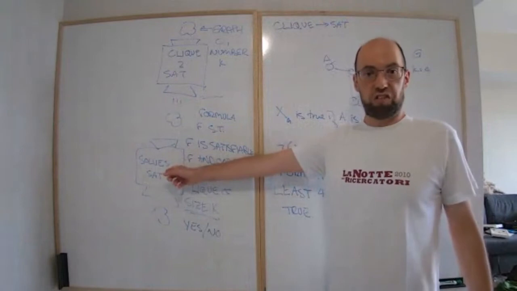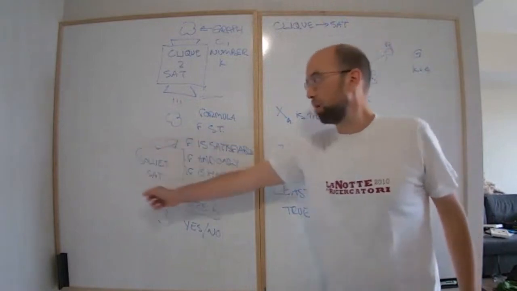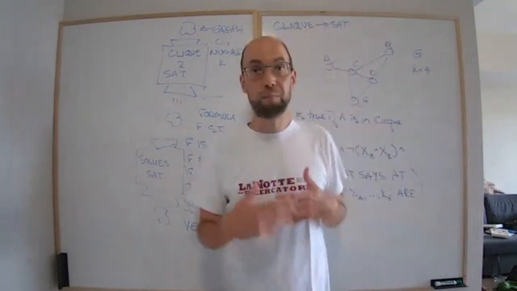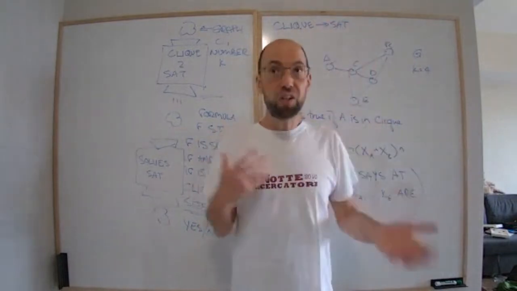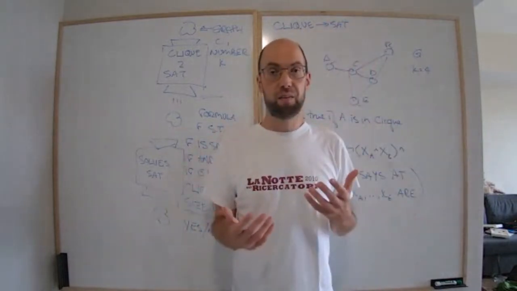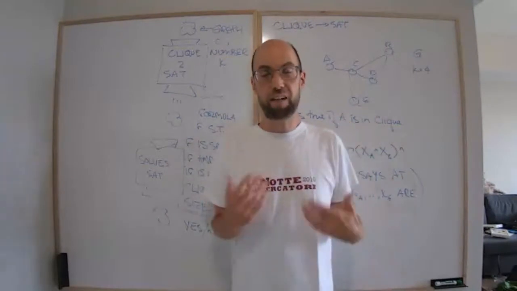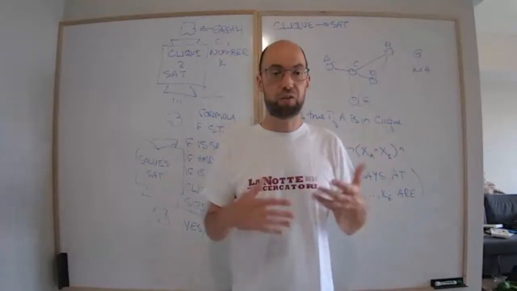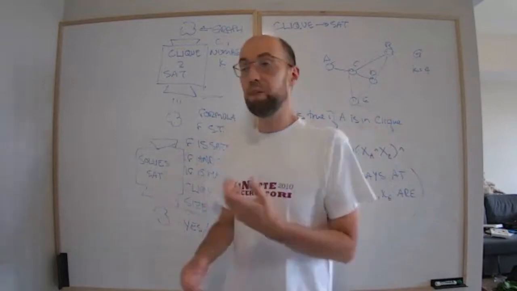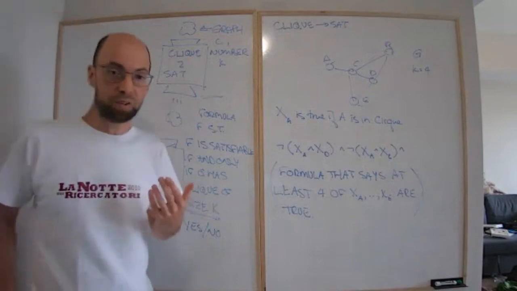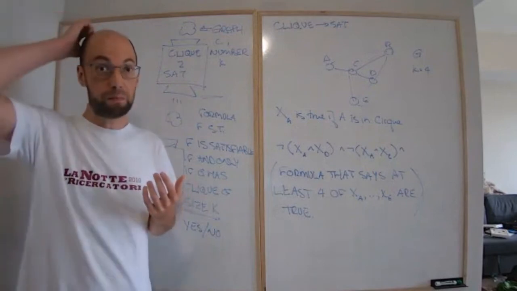So we don't think this exists, okay? We don't think there is a polynomial time algorithm. But what we're showing is that if somebody could solve SAT, then they would solve clique. If they could solve SAT in polynomial time, then they could also solve clique in polynomial time, because we can reduce clique to SAT in polynomial time. Okay?